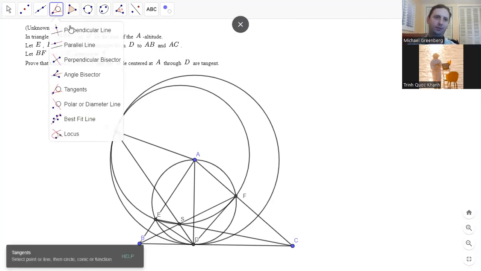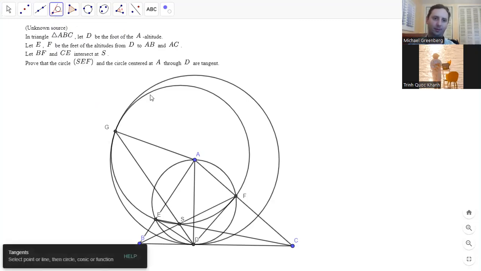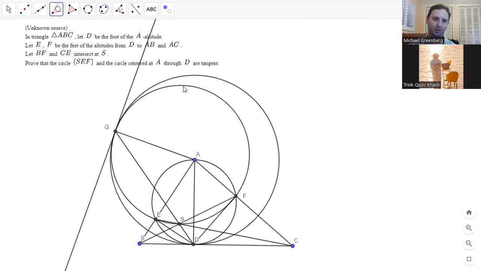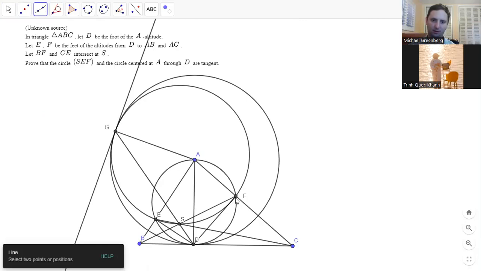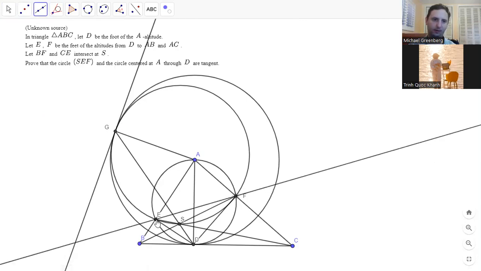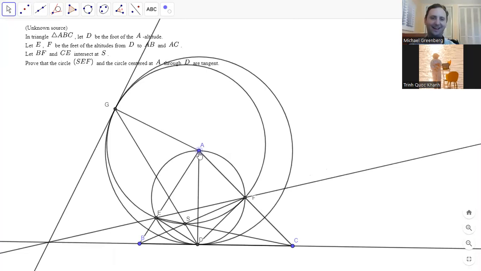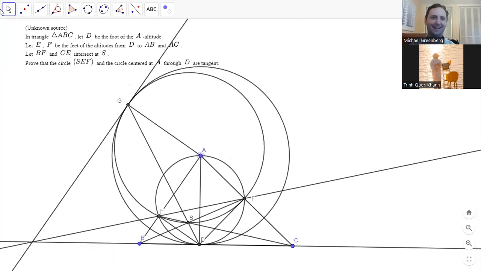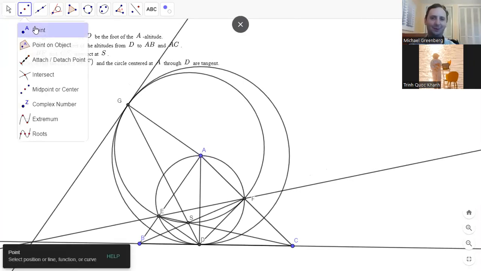I don't know, maybe if we draw the tangent line to both circles, it would help. I wonder if BC and EF concur. Yes. Oh, it looks like they do. That might be really helpful. Yeah. So let's draw this point right here.